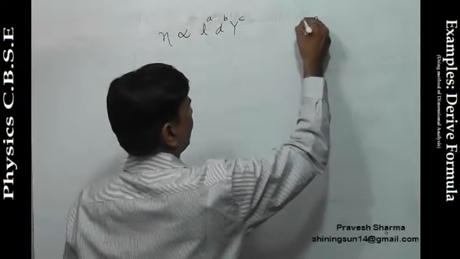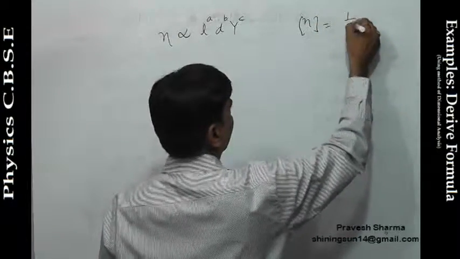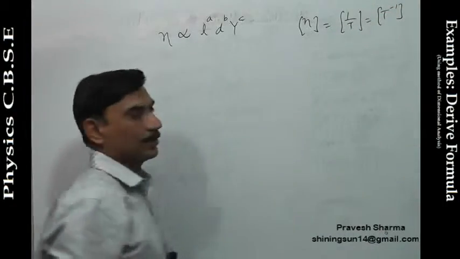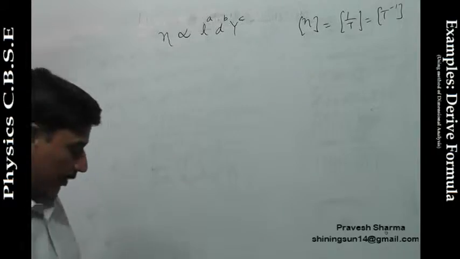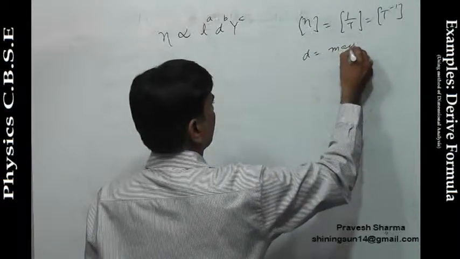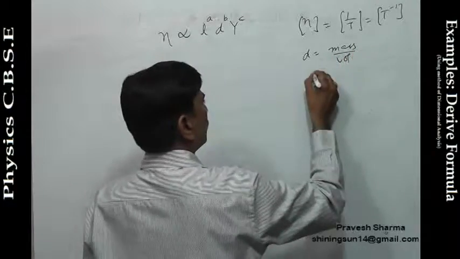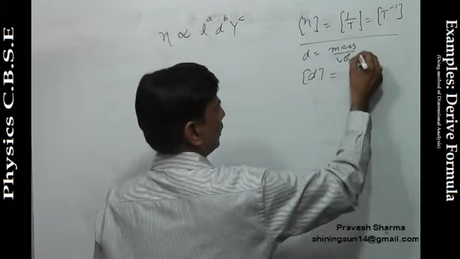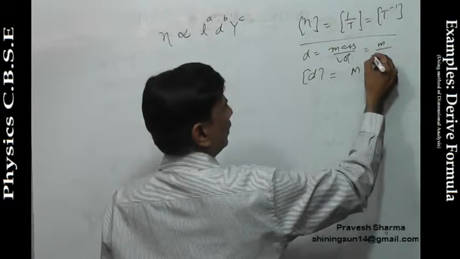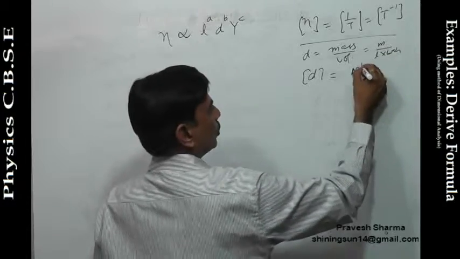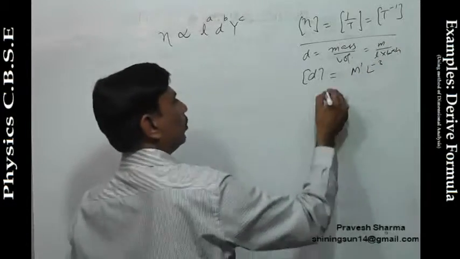Frequency, first let's talk about frequency. Frequency is 1 by T, number of cycles per second. So T minus 1 is the dimensional formula for frequency. For density, density is mass upon volume. So the dimensional formula is mass M upon length into breadth into height. All the dimensions are L only. So it is M1 L minus 3.